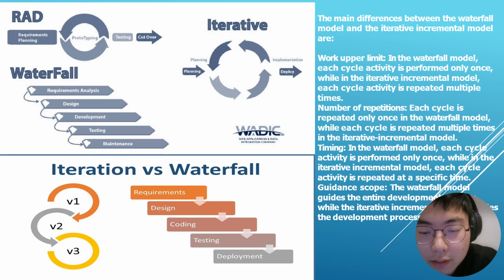Scope of guidance. The waterfall model is designed to guide the entire development process from a high-level perspective. The iterative model focuses more on guiding the development activities within each individual iteration. To put it simply, the waterfall model is about planning everything at once and executing in sequence, while the iterative model is about implementing in stages and improving.